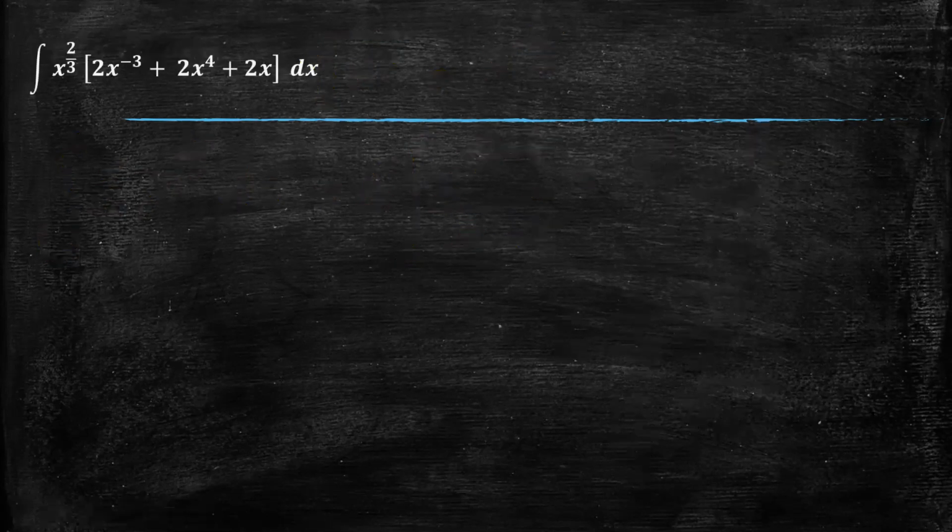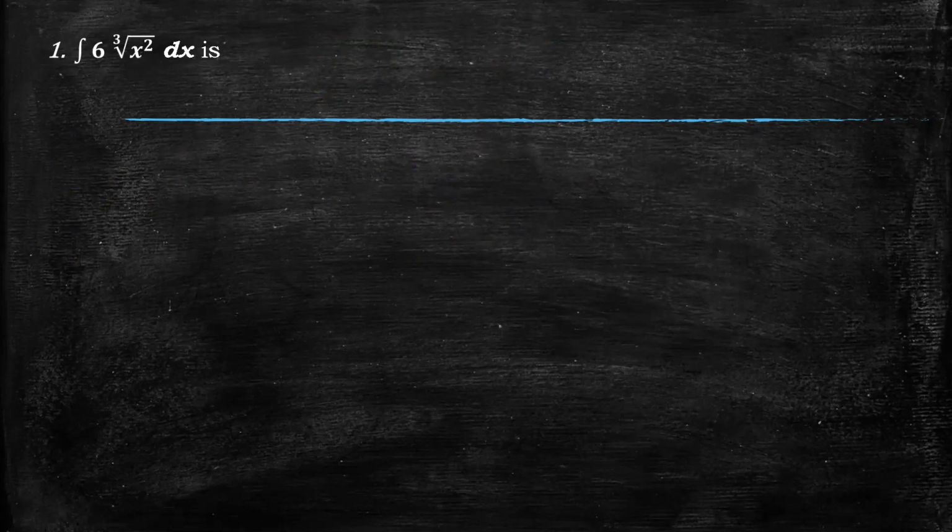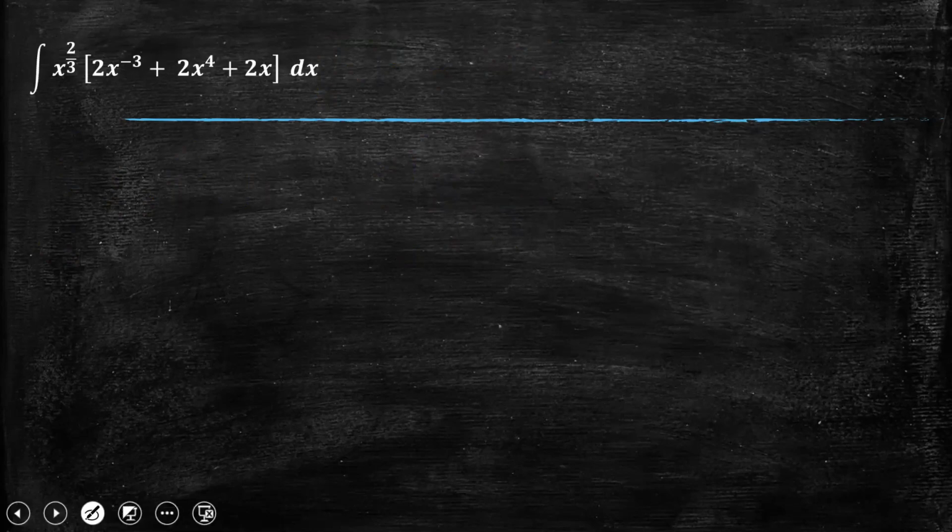Here, if we have to integrate, now look at this one here. In this one, we have x to the power 2 over 3, and this is multiplied by 2x to the power negative 3 plus 2x to the power 4 plus 2x. In this type of question, you have to distribute the x to the power 2 over 3 into the 3 terms.